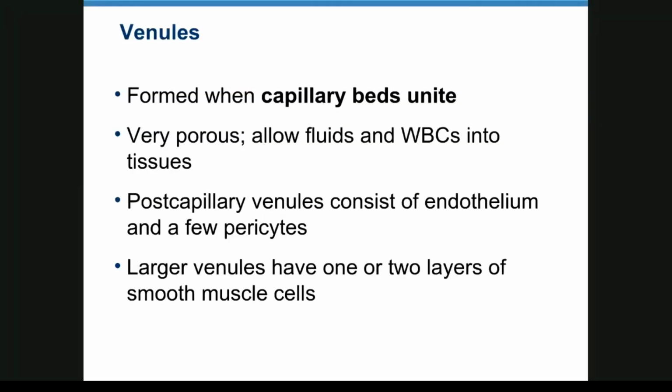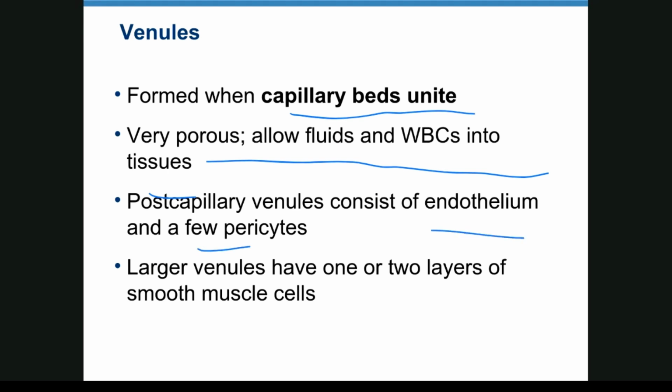Now, after the capillaries, we have venules. Capillary beds unite, you get venules. These are still porous. White blood cells can get out easily. And the early venules are just endothelium and pericytes, and then they get larger and larger. They start to have smooth muscle cells.